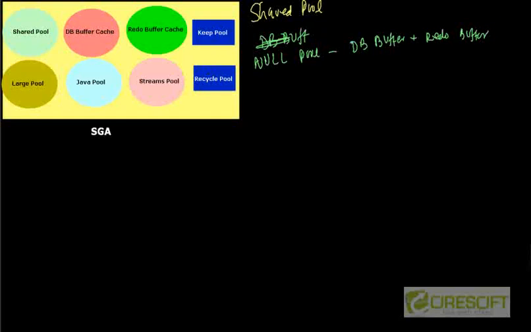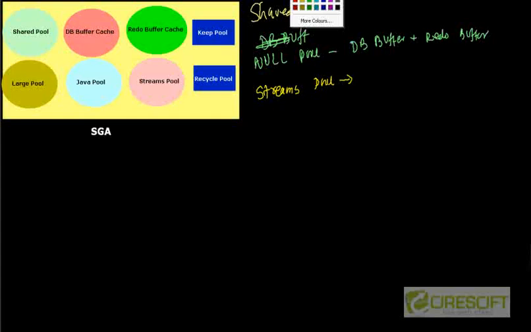The next one is called the streams pool. Oracle Streams is a product which replicates data from one database to another database, and it uses the streams pool to manage that replication. It's not necessary that every database will contain a streams pool. If we have configured Oracle Streams to work, then Oracle will allocate a pool of memory for those operations, called the streams pool.